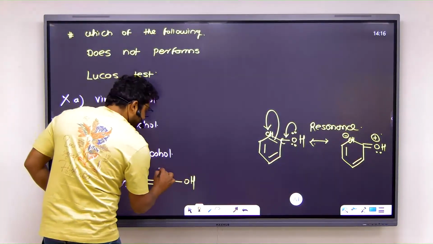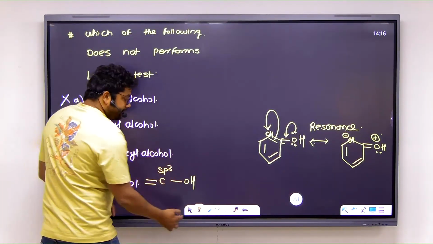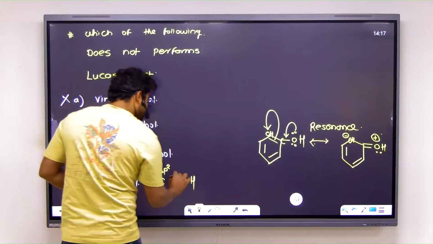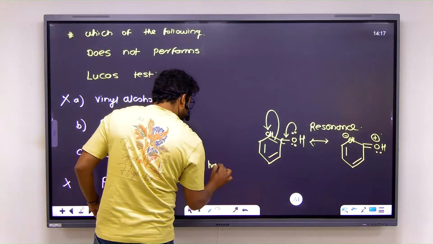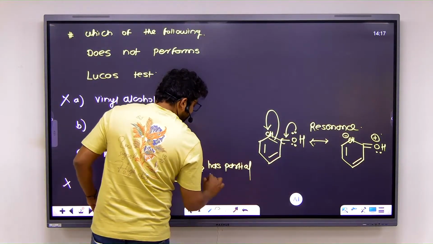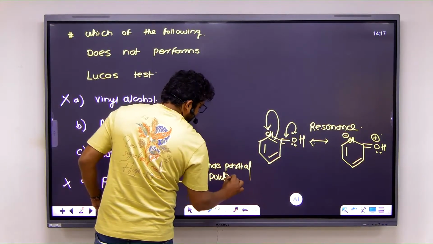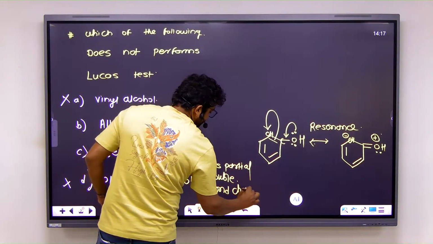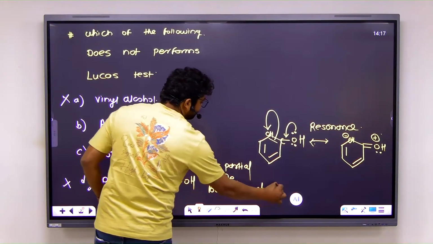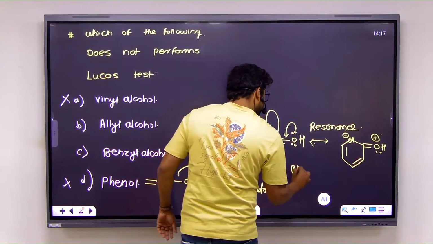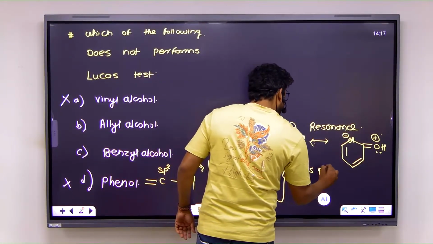OH. This carbon is what hybridized? sp2 hybridized, because it has what? A double bond. This bond has a partial double bond character. And that's why, guys, this won't show your Lucas test. It is difficult to break.